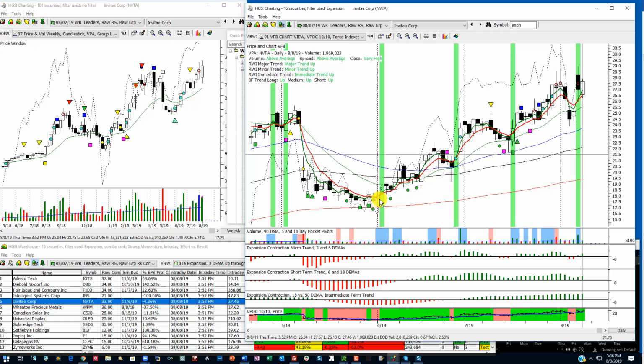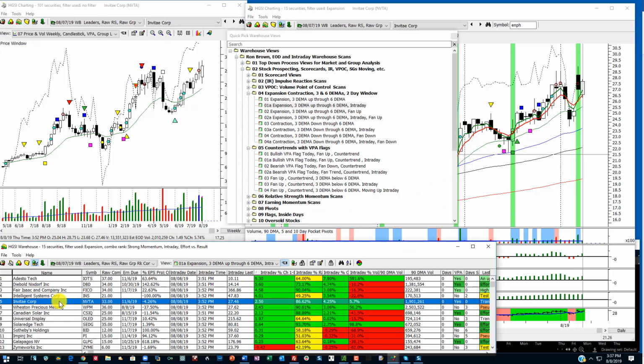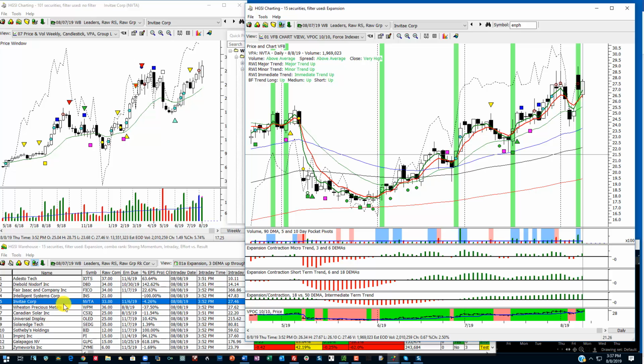Okay, every time there was a green bar here, notice I went back to the warehouse view, the 3 up through the 6, and this transfers the filter to this chart, and where these occurred, where the 3 went up through the 6, a green bar is generated. Every one of these signals, not over here, they were good at the time, but then this must have been earnings, but every one of these were excellent signals. And this is just a visual confirmation, the green bars.